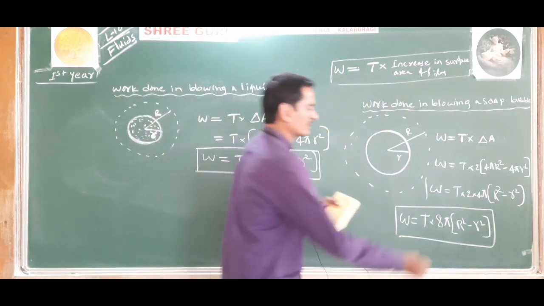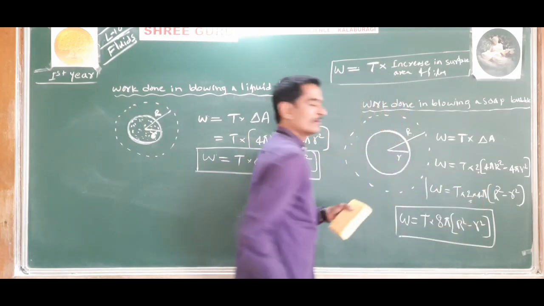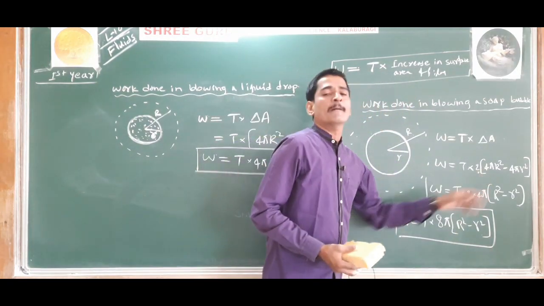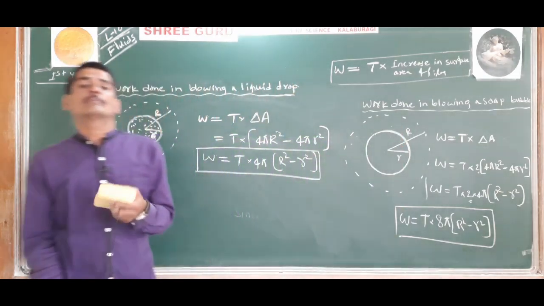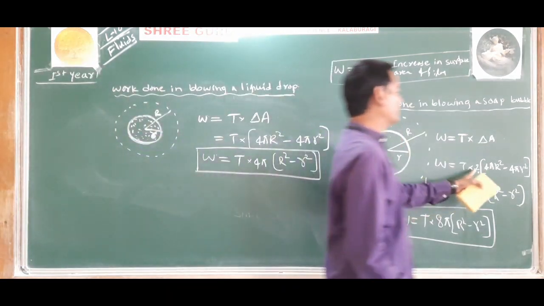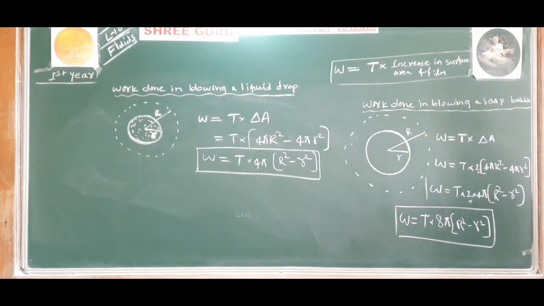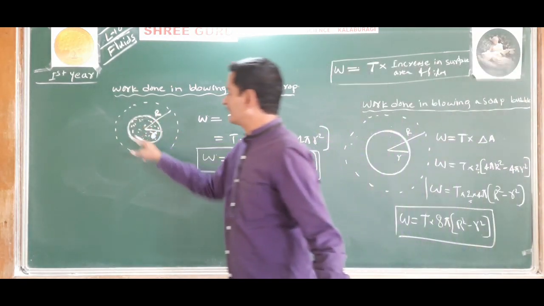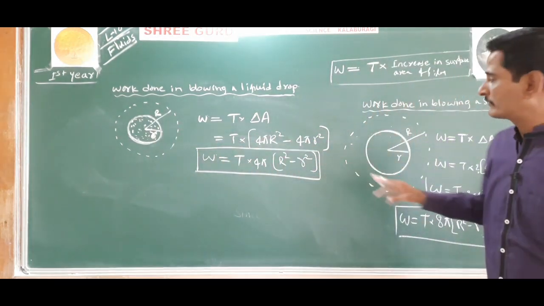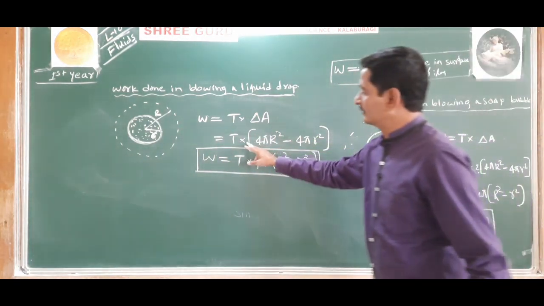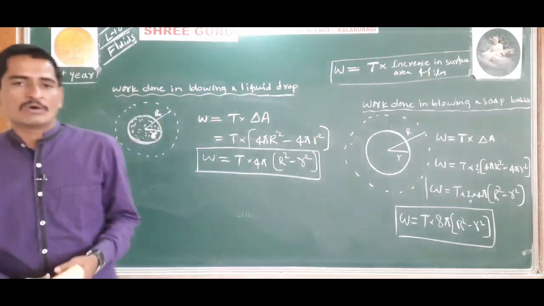Why is the factor 2 here? Why have we multiplied with the 2? Because the soap bubble has two surfaces. Whereas a liquid drop has only one surface, hence we have multiplied with 1. Understood? So that is only one surface.